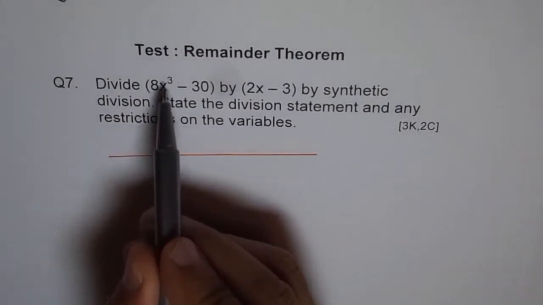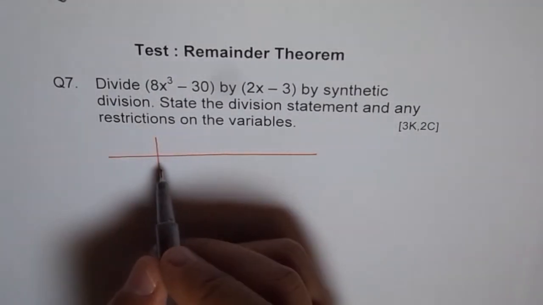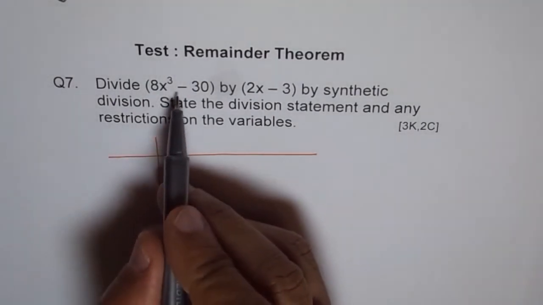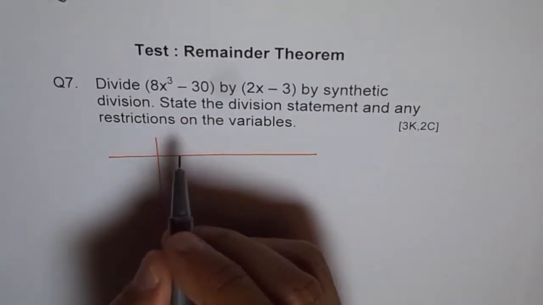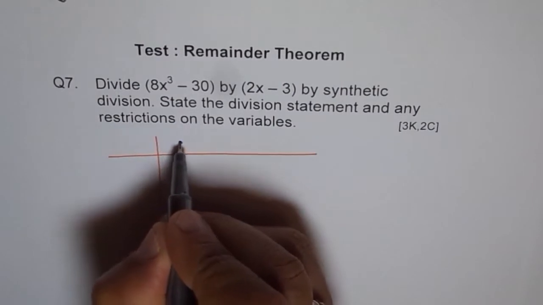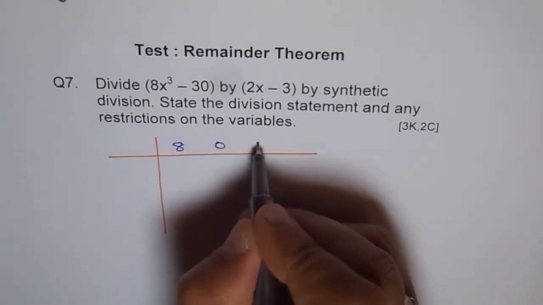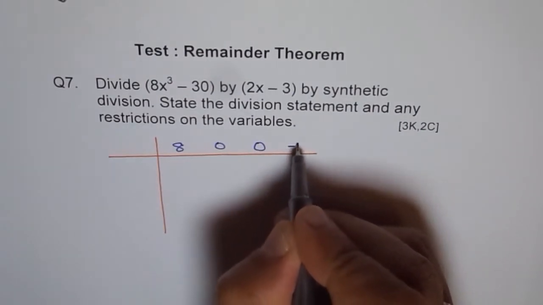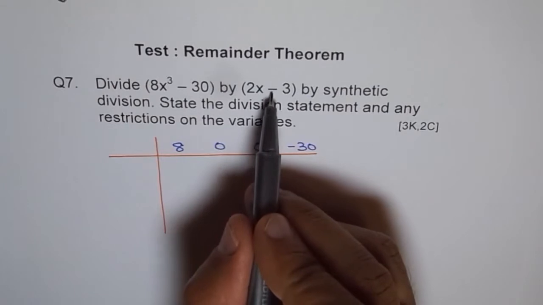So you have to divide 8x cubed. So we have to write only the coefficients, right? So coefficients, you remember, two are missing here. The x squared and x coefficients are missing, so we'll write zeros for them. So we get 8, and this 0 is for x squared, this 0 is for x, and then we have minus 30, okay? And you're dividing by 2x minus 3.